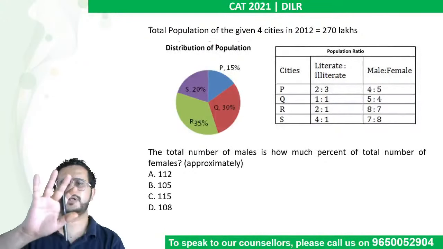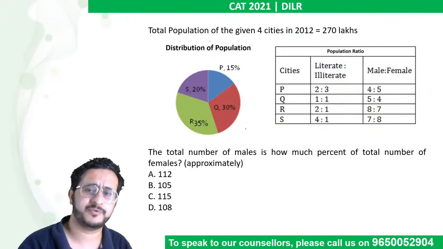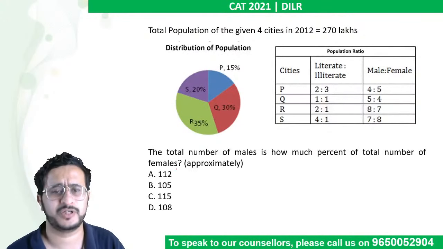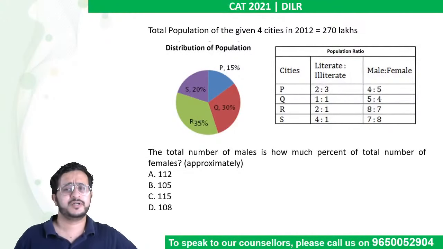Okay, so let us see this. Now we will see one very, very wonderful thing, right? Now you have to tell the total number of males is how much percent of the total number of females. Now people would say that it will take at least 4 or 5 minutes to calculate everything and tell the percentage, isn't it? Can someone do it within 1 minute?